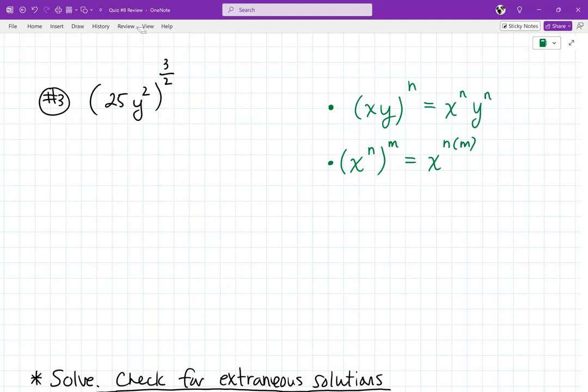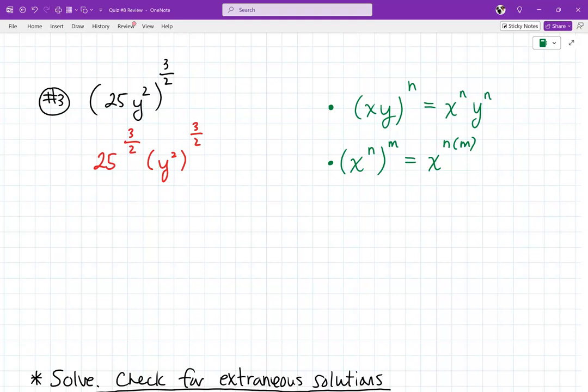Okay. So let's go ahead and apply that to example number 3. So since there's a product inside of that parenthesis, right, 25 times y squared, I'm going to split it up by distributing that power. Okay, so that's 25 to the 3 halves and y squared to the 3 halves.